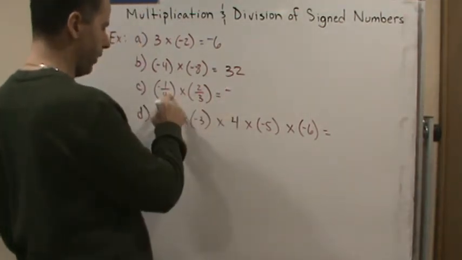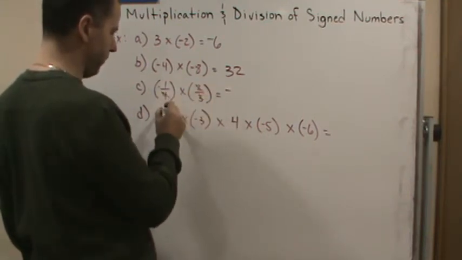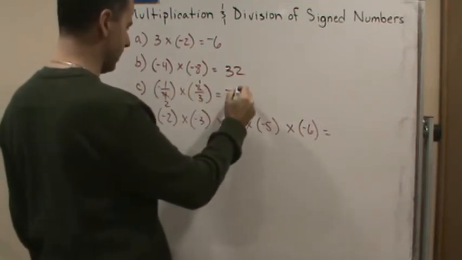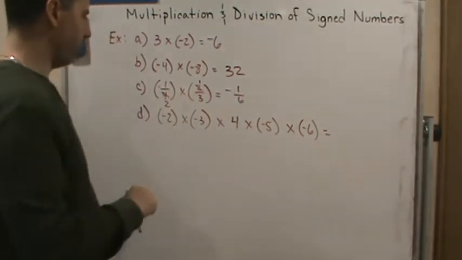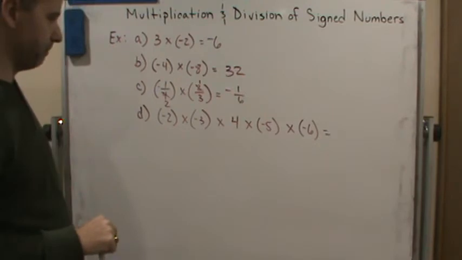Okay, so 1/4 times 2/3. Again, this is going to cancel. 2 is going to cancel with 4, so that's going to be 2 and 1. And I'm going to multiply across the top, and that's going to give me 1 and 6. So negative 1/4 times 2/3 equals negative 1/6.